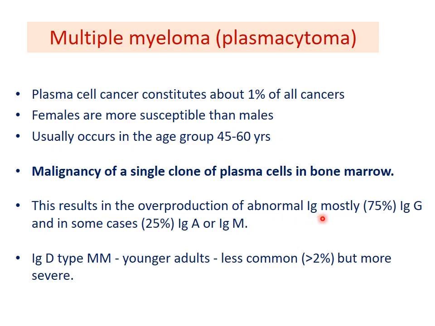In most cases, the clone of plasma cells that produce IgG is affected. That means almost 75% of the time, it is the IgG type. In some cases, about 25%, it is IgA or IgM type. There is also an IgD type, which is present in younger adults, not in the 45 to 60 years age group. It is less common, but more virulent.